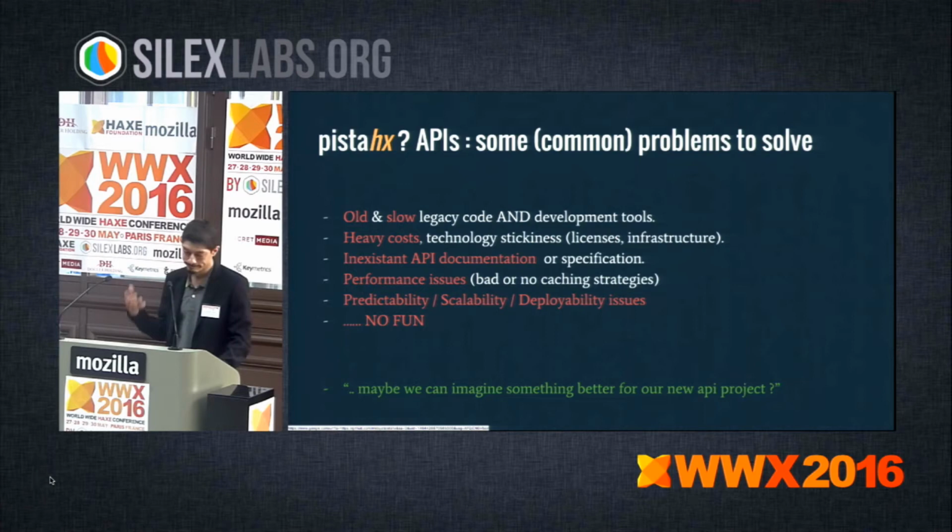They also have performance issues, often related to bad caching strategies or no caching strategy at all, which is really bad. And we also have some really common predictability, scalability, and deployability issues. So this is all really not fun. So maybe we can imagine something better for our new API projects.